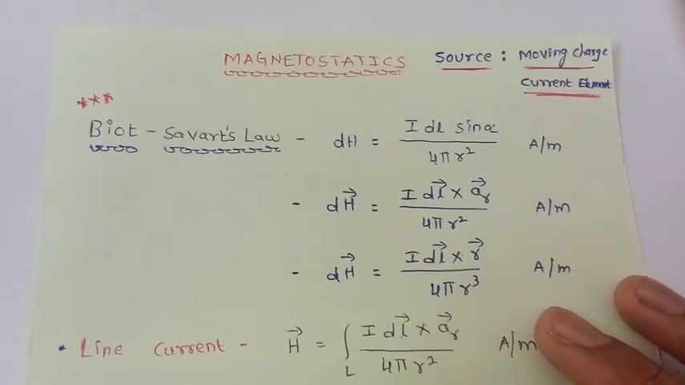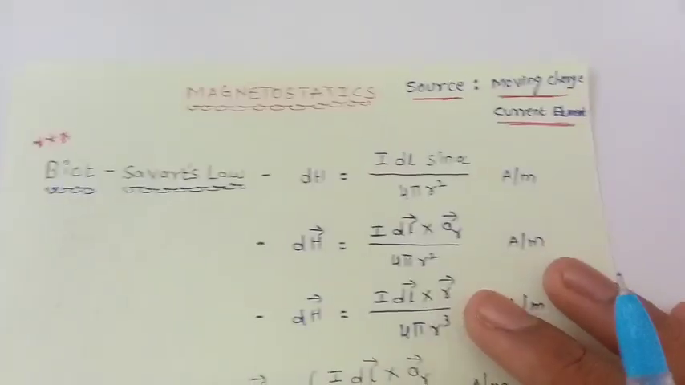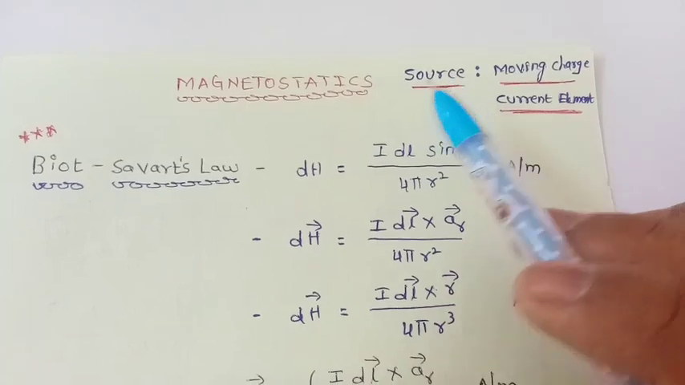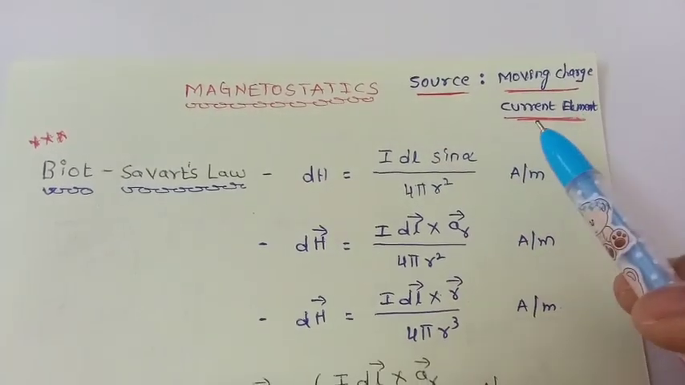Afternoon students, welcome back. This is a summary of magnetostatics. We know that the source is moving charge or current element.